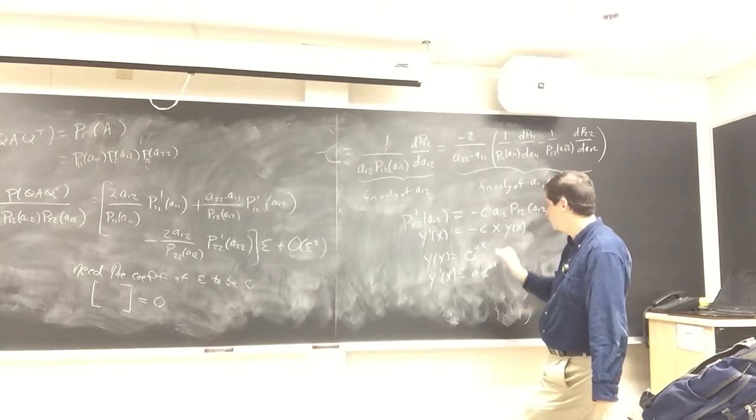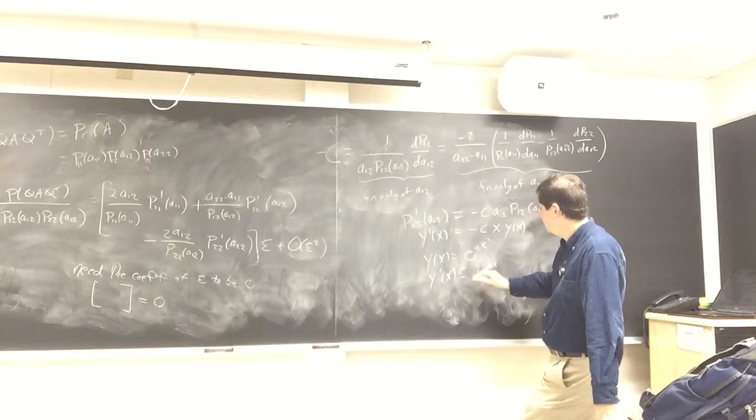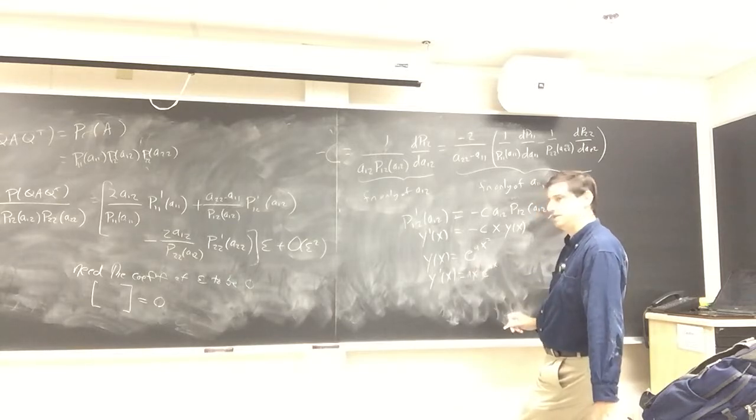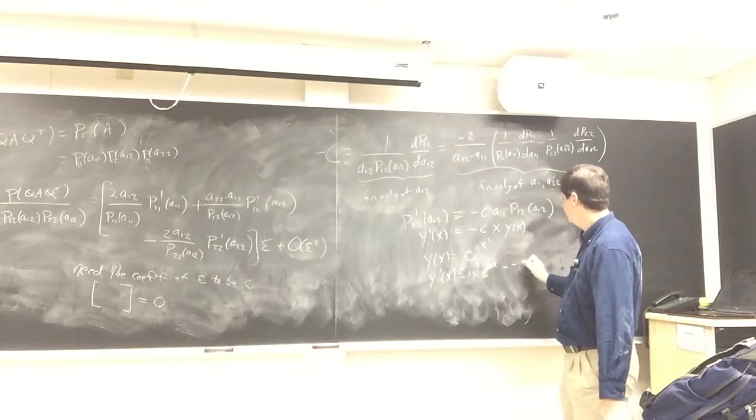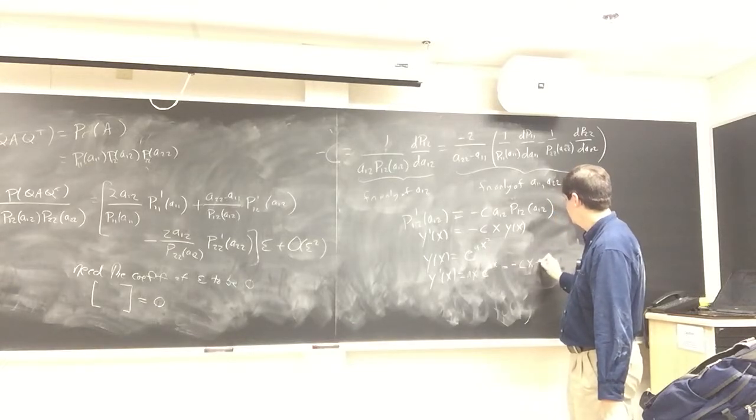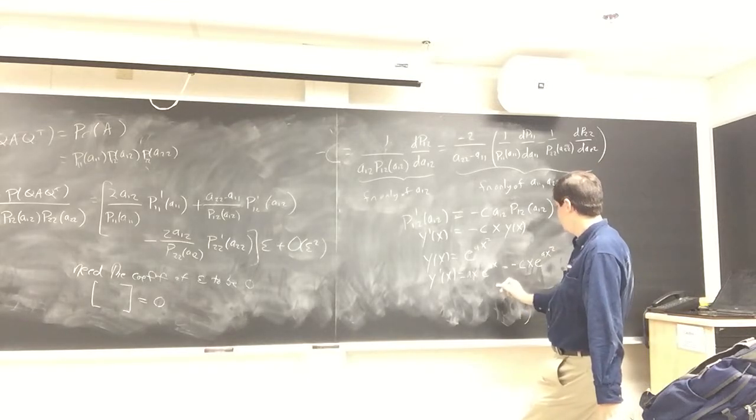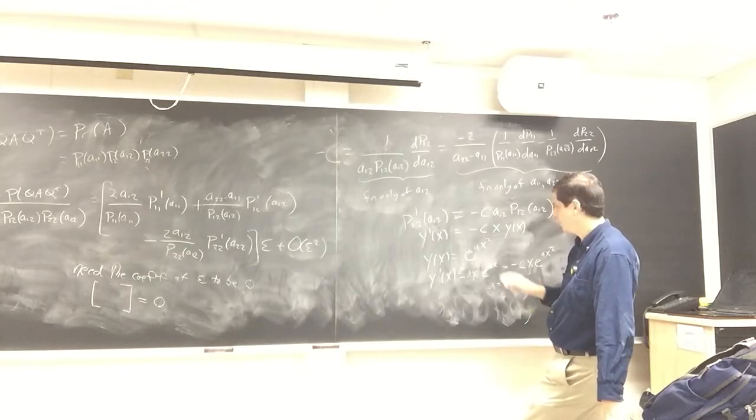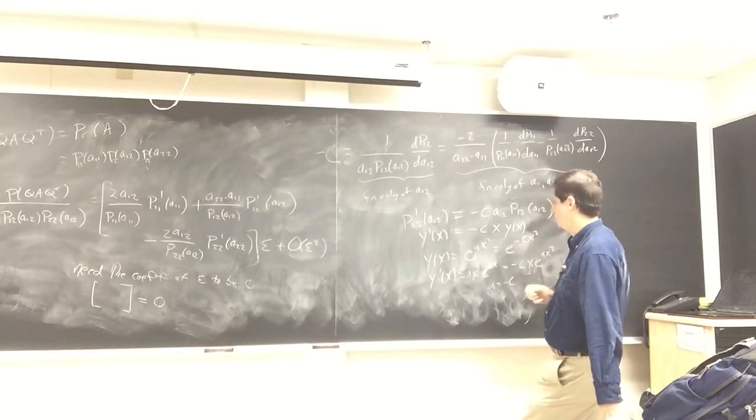x squared. Let's try e to the ax squared. And then we'll get y prime is 2ax e to the ax squared. And if we want that to equal -c x e to the ax squared, what should we do? Oh, well, that works. What we do is we just take a to equal -c. So we get e to the -c x squared.